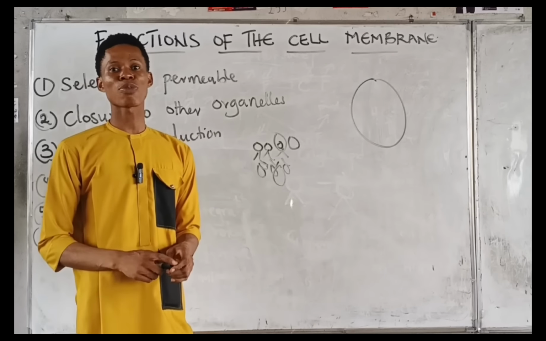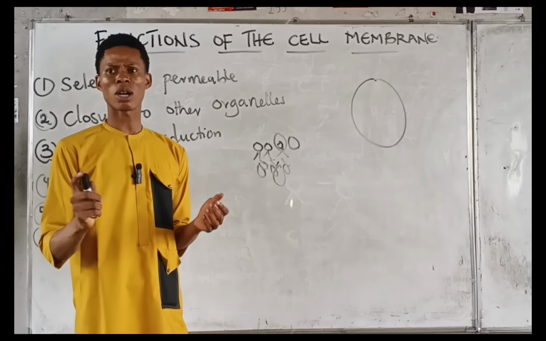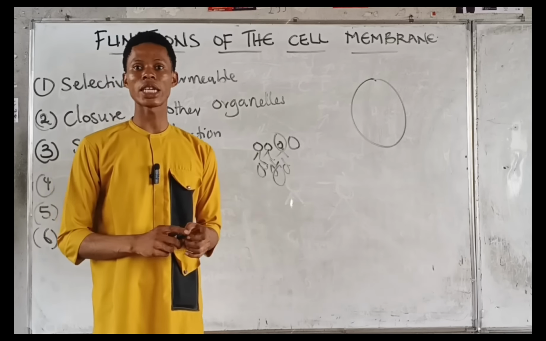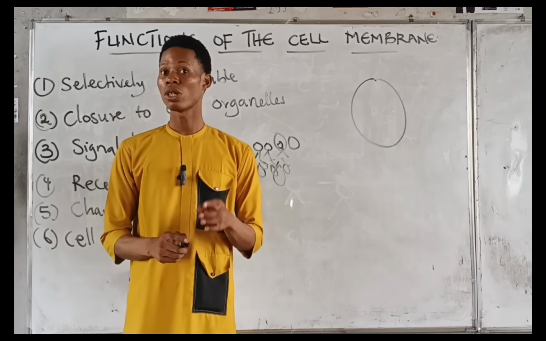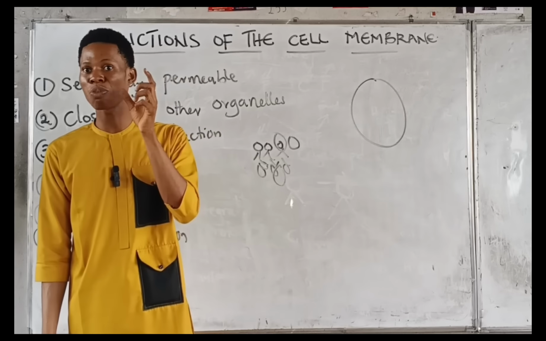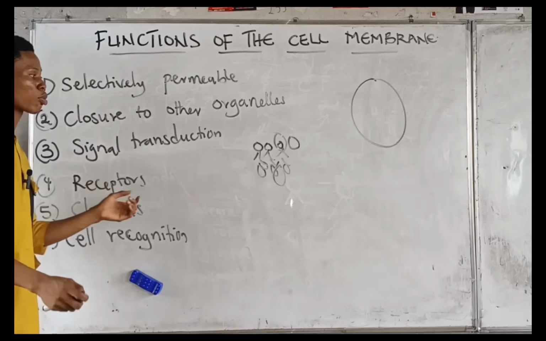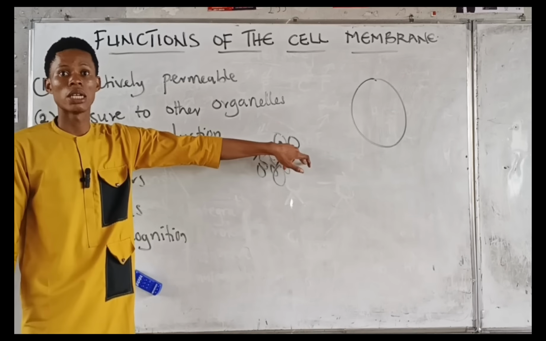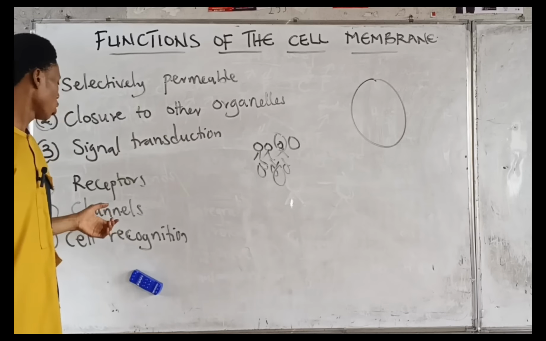Like when we talk about secondary messengers, you've heard of cyclic AMP, right? When we talked about the mechanism of hormone action, I talked about the fixed receptor mechanism. Now note that receptors are found in this cell membrane.